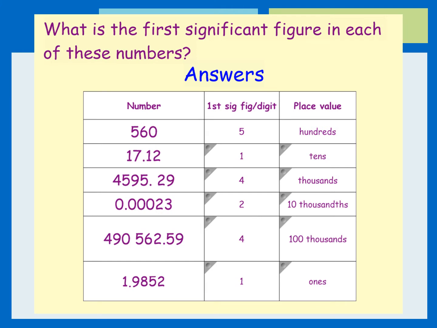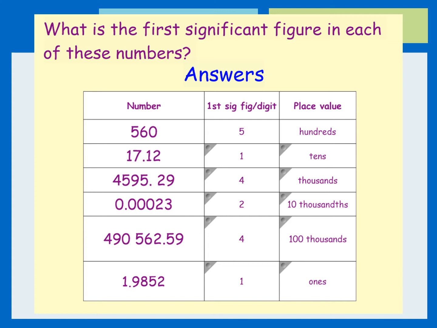Now, these are the answers. So, as you can see, for 17.12, the first significant figure is going to be a 1. This is because it is the first number of any value that we have. As for the next one, the first significant figure will be the 4 in the thousands column. This is because, again, it's the first digit in that number with value.